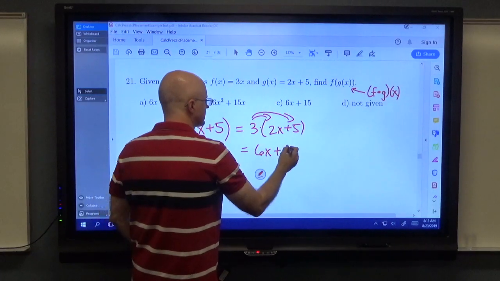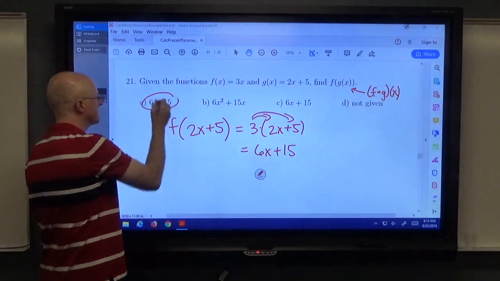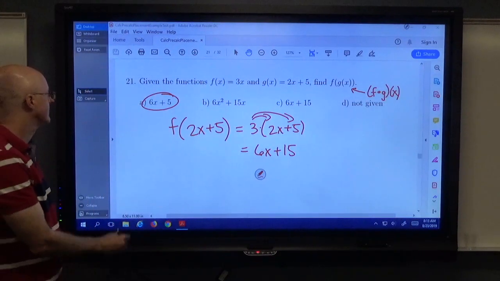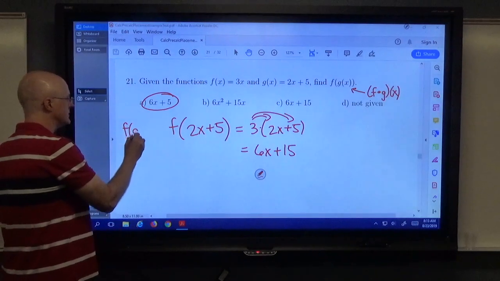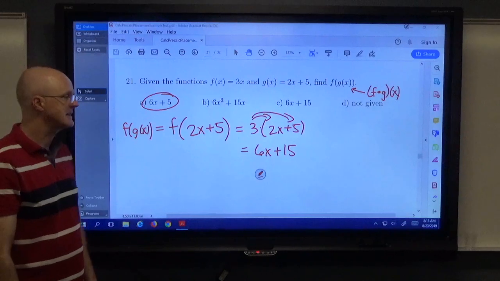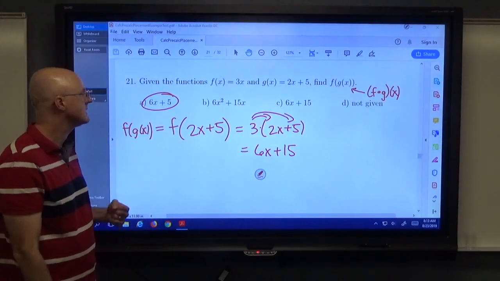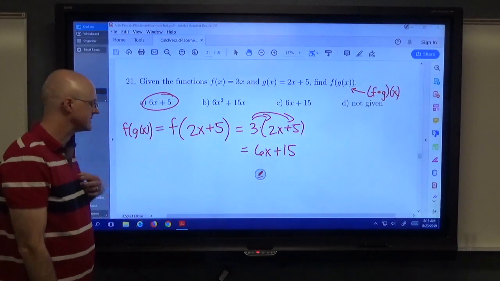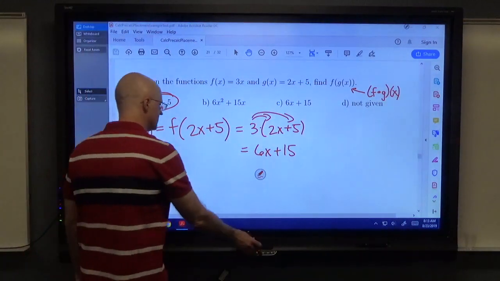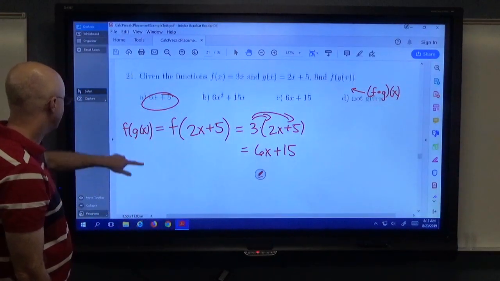3 times 2x is 6x, 3 times 5 is 15. 6x plus 15 is the expression that defines the formula for this composition. This is f of g of x. In calculus, it's actually useful to decompose functions, although in this example that wouldn't be done. But there are certain situations in calculus where you go the other direction with this kind of problem. You reverse the process and try to find f and g when you know f of g of x.